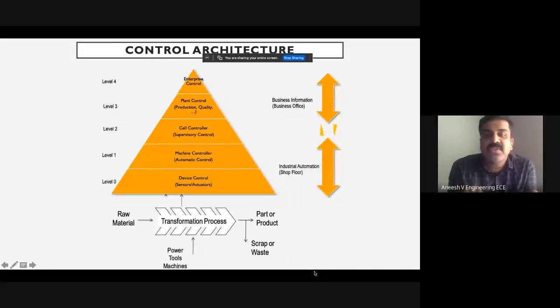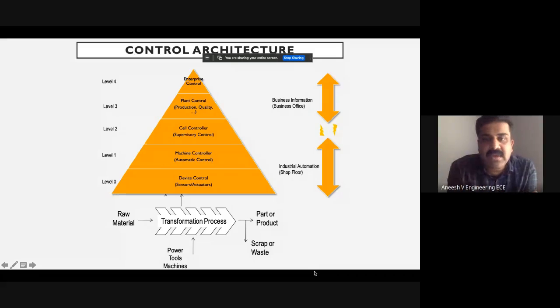All these things belong to level 0 of our process. Then, coming to the sensors, we are connecting to an automatic control or machine controller. The machine controller stands at level 1 of the architecture. In automatic control strategy, we know that a lot of controllers can be used, from conventional controllers to advanced controllers like neurofuzzy and so on.